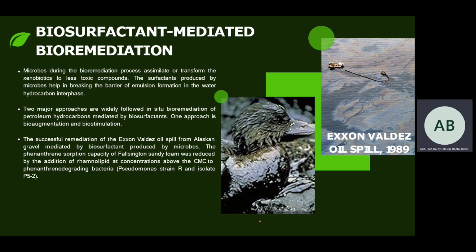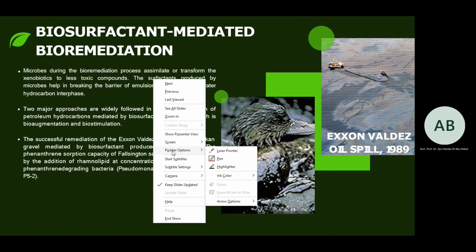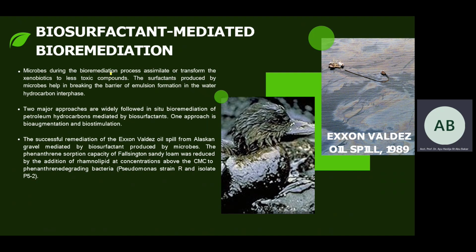Now for the biosurfactant mediated bioremediation. How do they bioremediate the oil spill? Okay, for example, the microbes during the bioremediation process assimilate or transform the xenobiotics to less toxic compounds. What does assimilate mean? Consume, okay, consume the things. Consume the pollutants into less toxic compounds.